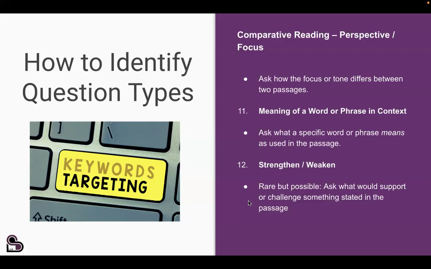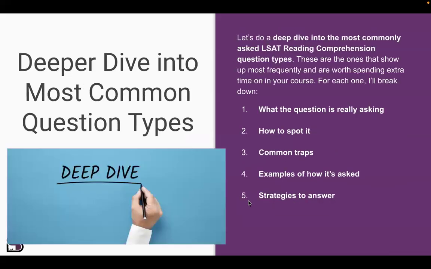The meaning of a word or a phrase in context asks what a specific word or phrase means as used in the passage. And then strengthening and weakening, rare but possible. They do ask what would support or challenge something stated in the passage. So these are the different types of questions, and in the LINK tutoring package, we break those down further so it's easy for you to identify those and know what the LSAT is looking for when they test you on those styles of questions.